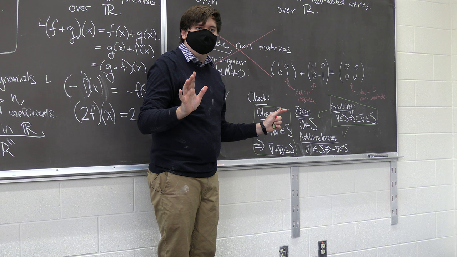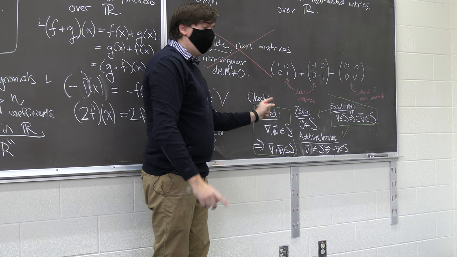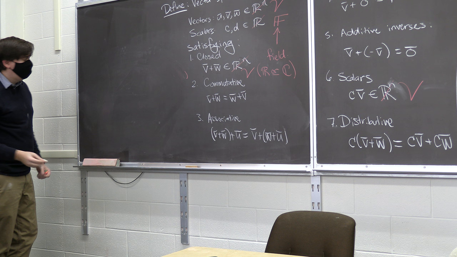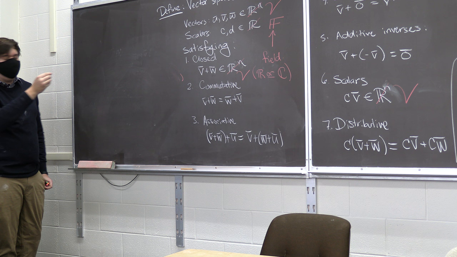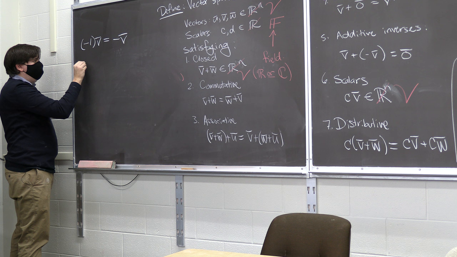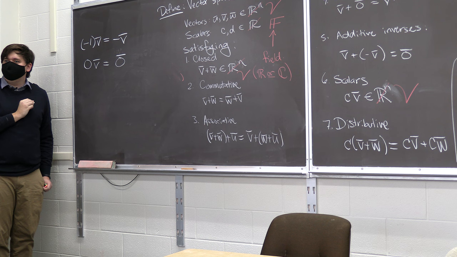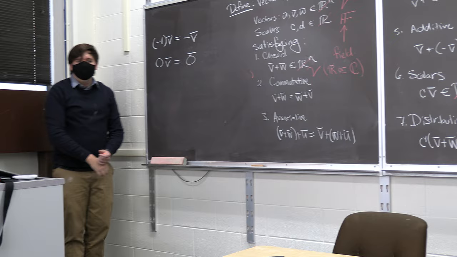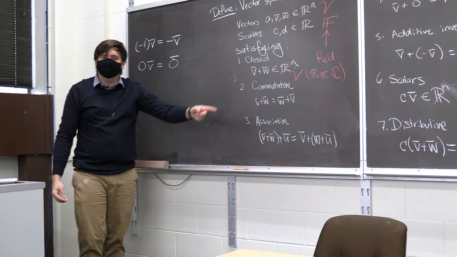Almost true. It is true. Not justified yet. You're making a critical assumption. You're assuming two things. First, you're assuming that multiplying by negative 1 will always give you the additive inverse. And second, you're assuming that scaling by 0 will always give you the 0 vector. And yes, that's true in R2, but we haven't said that in these properties. And so here are two big assumptions you're making.